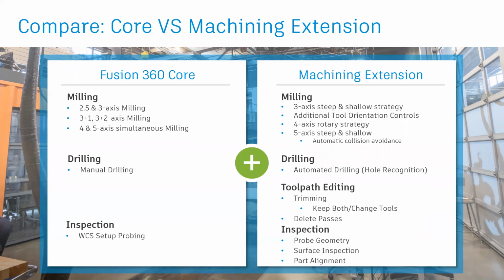For drilling, manual drilling is covered in the base, and the hole recognition options come into the advanced options. Then toolpath editing, such as trimming, deleting passes and start point, all come apart from base Fusion. Then inspection, like probe geometry, surface inspection and part alignment, are all coming into the extension.